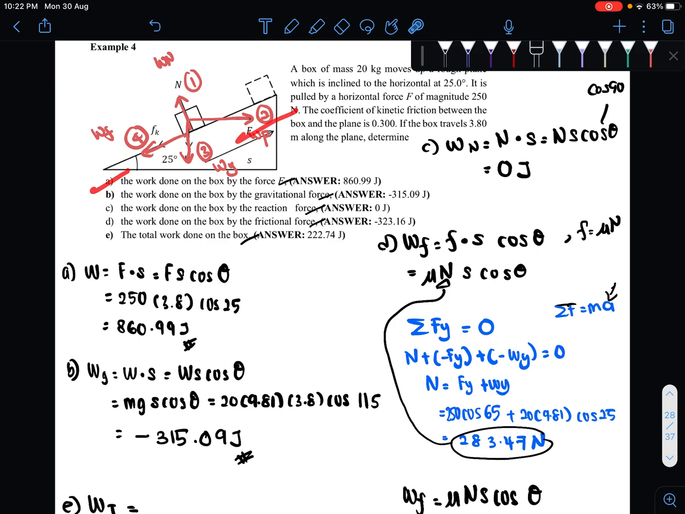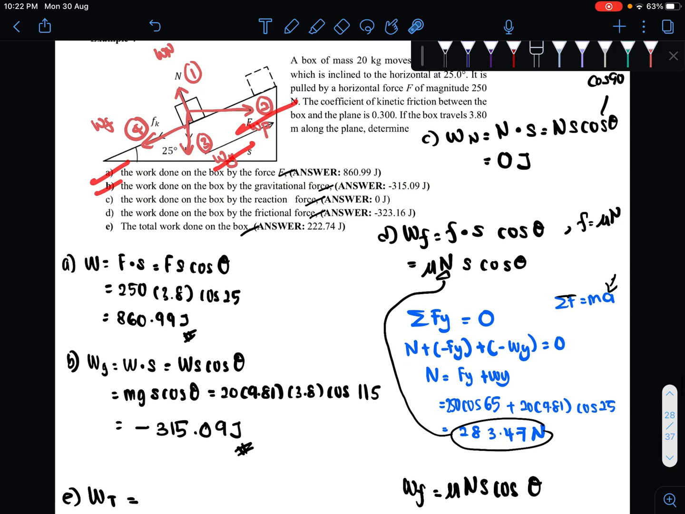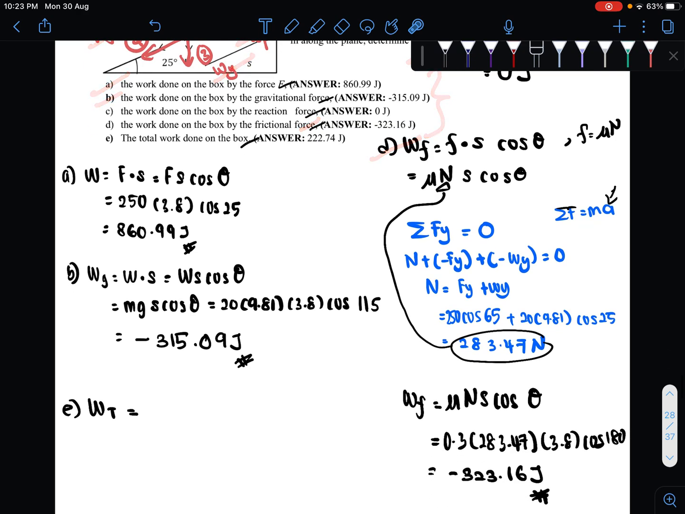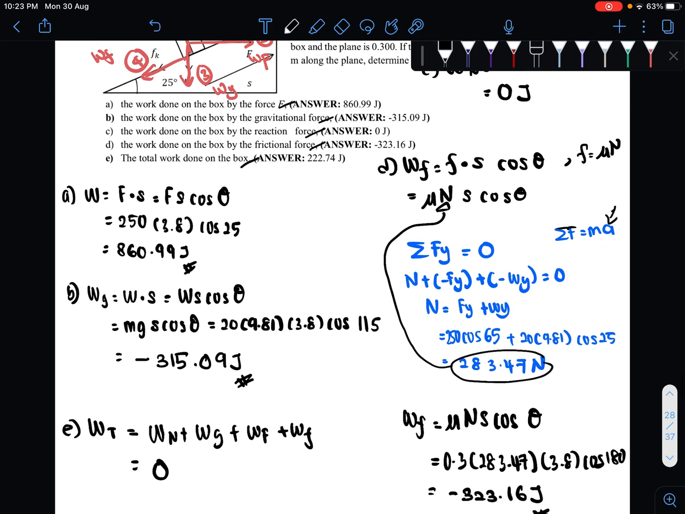So kita actually dah cari semua. Work done by external force dah ada, question A. Work done by the gravitational force dah ada, question B. Work done by the reaction force normal, question C. And then work done by the frictional force, question D. So you have actually found all the work done. So sekarang tinggal nak tambah sahaja. So work done by normal plus work done by gravity plus work done by external force plus work done by the frictional force. So normal 0.